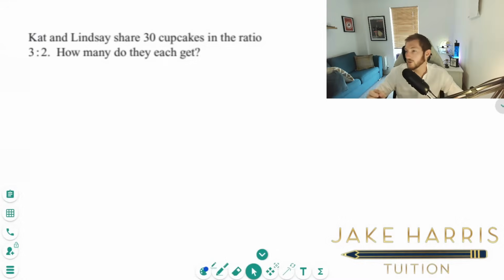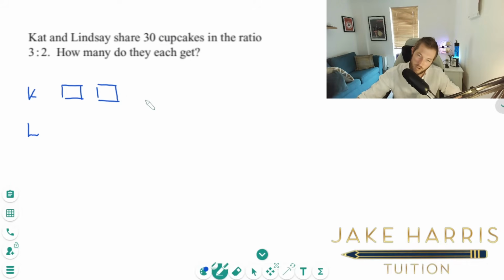Okay, so let's have a look at another example here. This is a worded question, but I'm going to approach it the same way. Kat and Lindsay share 30 cupcakes in the ratio 3:2. How many do they each get? Alright, so this time we've got Kat and we've got Lindsay. And Kat is going to get 3 boxes because she has 3 parts of the ratio. And Lindsay is going to get 2 boxes because she has 2 parts of the ratio. Remember, all boxes are worth the same.